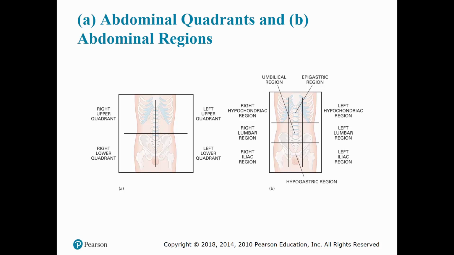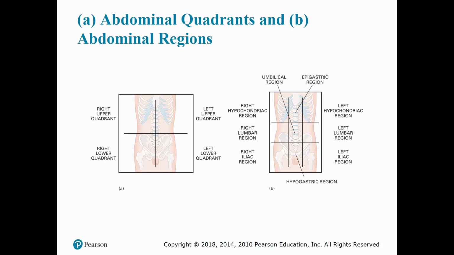Your left upper quadrant contains most of the stomach, the spleen, the pancreas, and part of the large intestine. The left kidney is behind the abdominal lining. The right upper quadrant contains most of the liver, the gallbladder, and part of the large intestine. The right kidney is behind the abdominal lining.